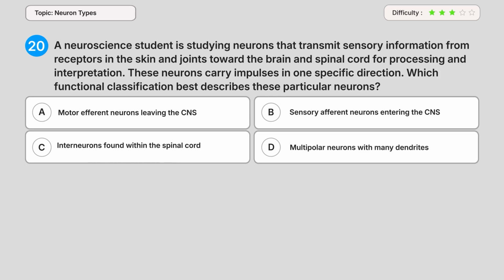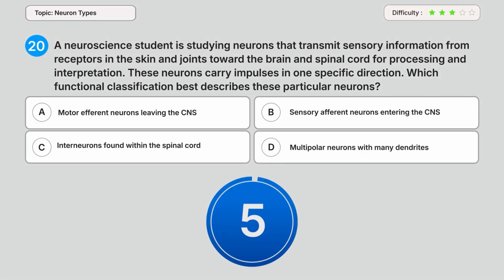A. Motor efferent neurons leaving the central nervous system. B. Sensory afferent neurons entering the central nervous system. C. Interneurons found within the spinal cord. D. Multipolar neurons with many dendrites. Can you guess the answer?